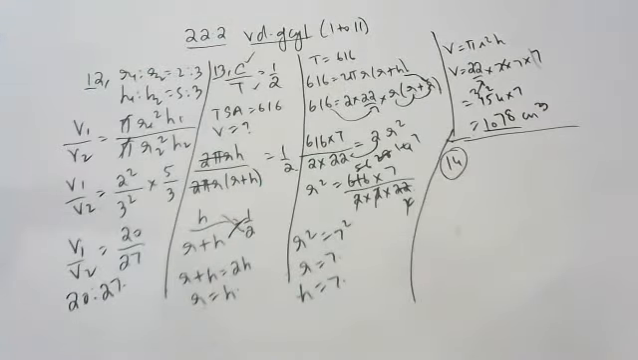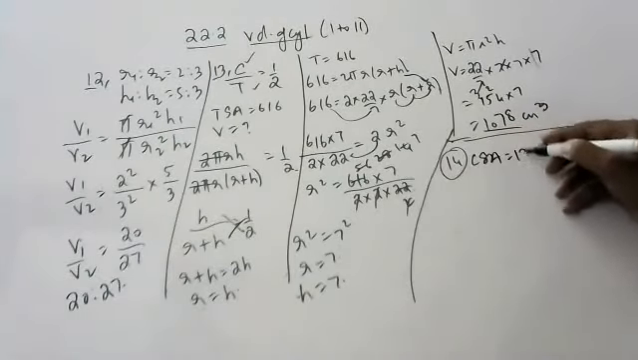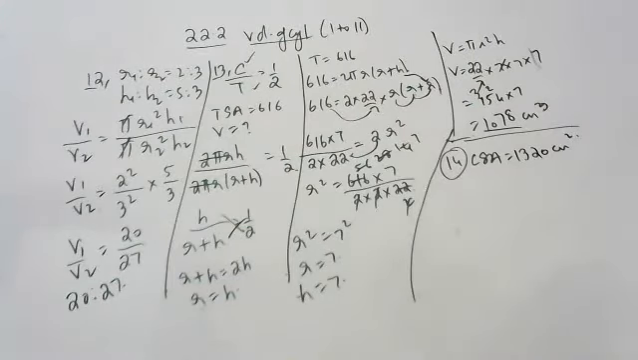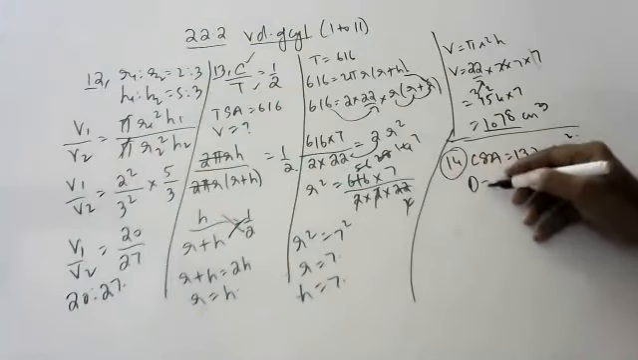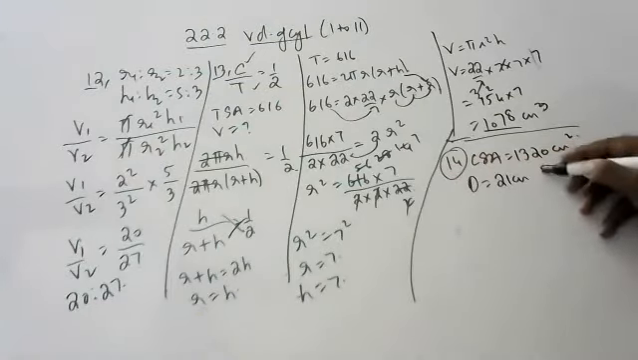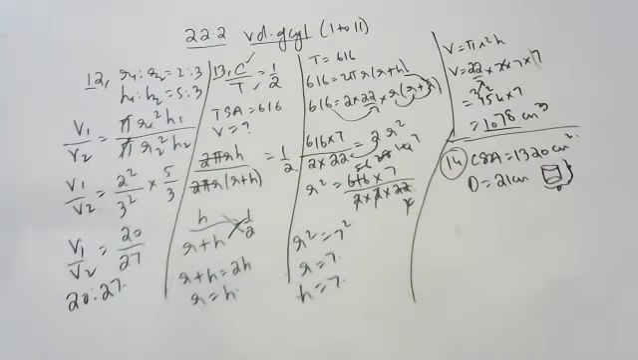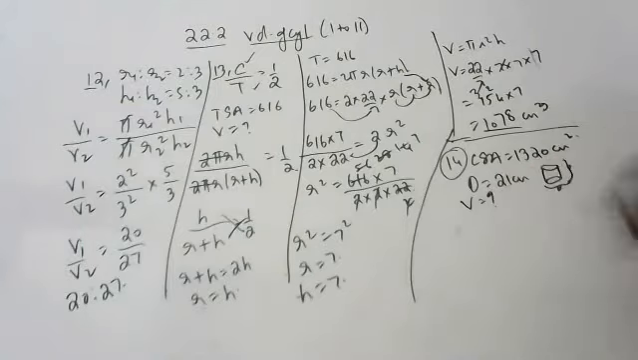Next, Raghuram. CSA is 1320 centimeter square, and its base diameter is 21 centimeter. The question is, find the volume. Yeah, tell me.